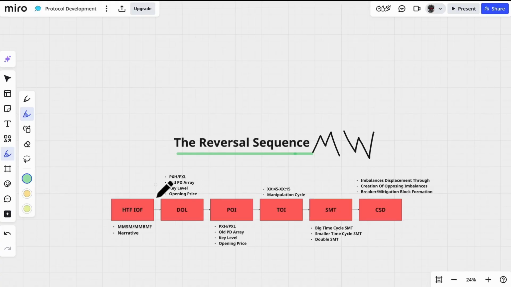But keep in mind that we can also use opening prices to determine draws on liquidity, because price will seek to revisit, for example, a yearly open a lot. Why? Because it is a crucial level for the whole yearly delivery.